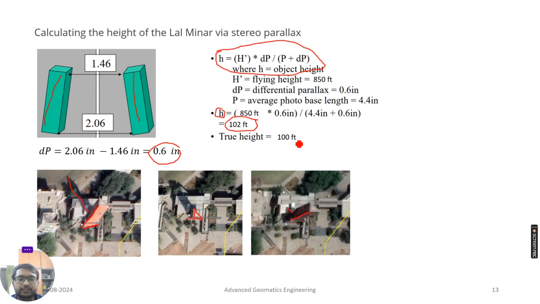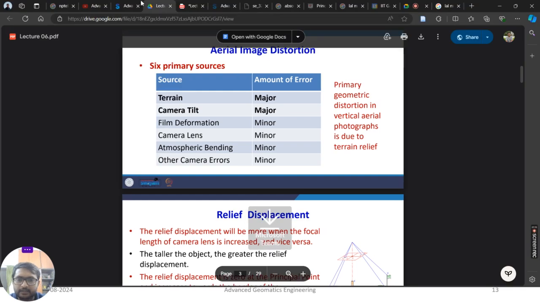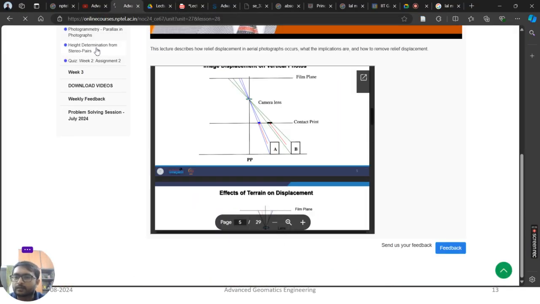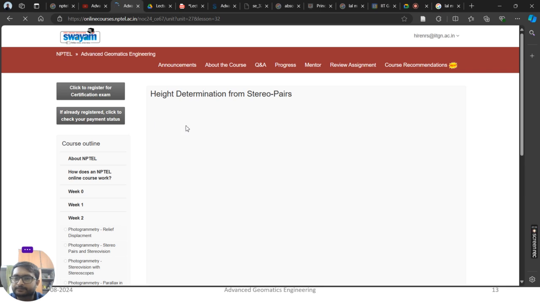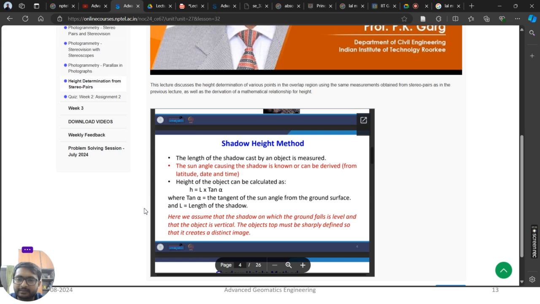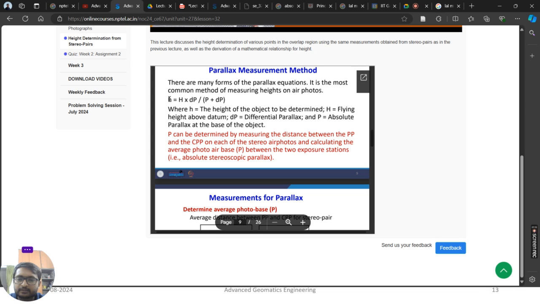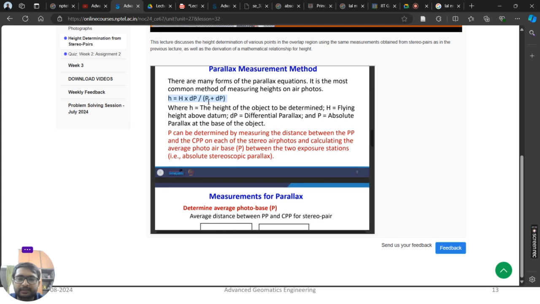And the true height is 100 feet. So you can calculate the height of different objects like this, and for more detail you can see the lecture PPTs. In those, if you go through the last one, height determination from stereo pairs, and the second last, parallax in photographs, it is based on trigonometry principles. So this formula given here, capital H into dP divided by P plus dP, using this concept you can find out the height of the object.